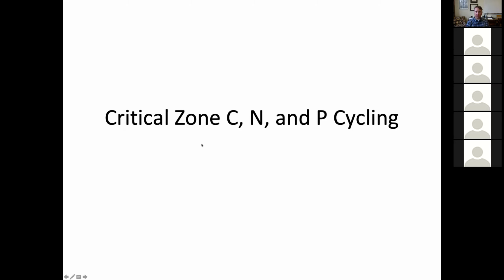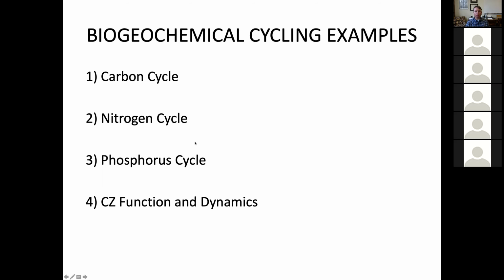So let's see if I can. Okay, so we're going to focus in on the carbon, nitrogen, and phosphorus cycles, and the major interactions within the critical zone. And I want to start to highlight ties between these cycles and how we can think about changes in one cycle affecting changes in the other cycles. And in particular, how critical zone processes can start to affect these cycles.